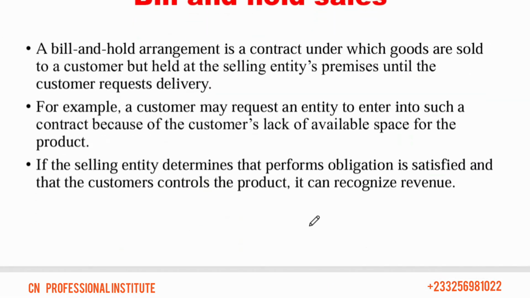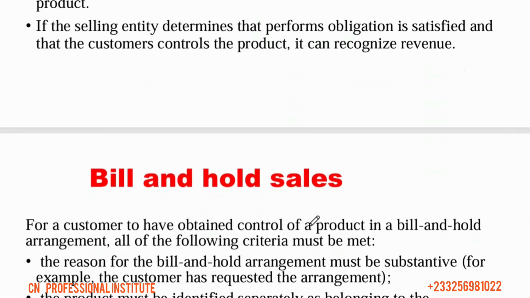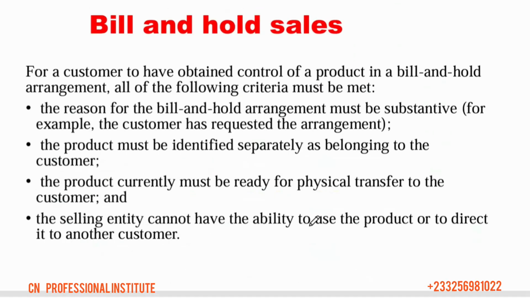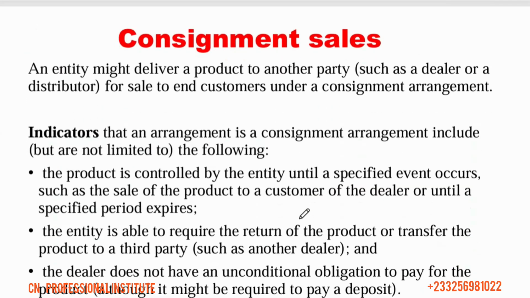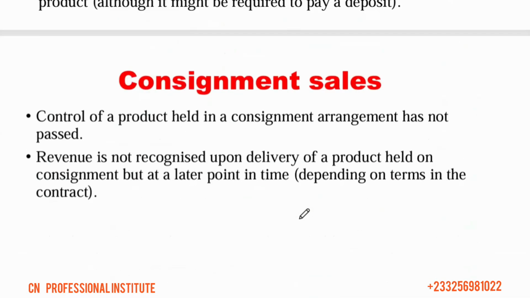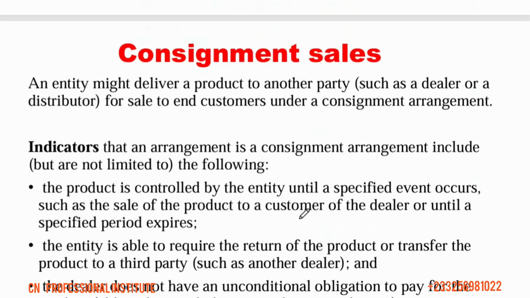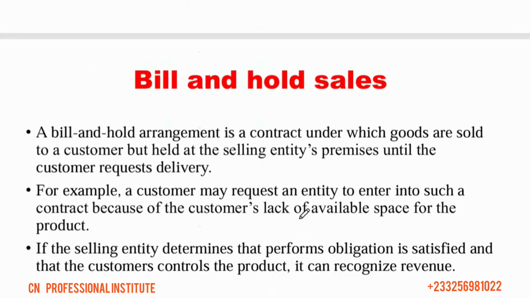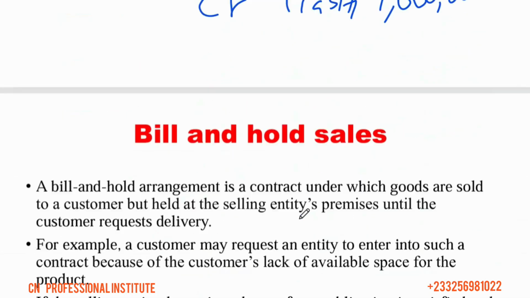So for bill and hold, just determine if the conditions for control are met. If they are, and you've determined that the customer controls the goods, you record revenue. Other than that, you record a liability. You've never sold, so you record a liability. So we have examples here. Then consignment too. We have consignment inventory, consignment sales. There's more to look at, but we've covered almost everything under IFRS 15.